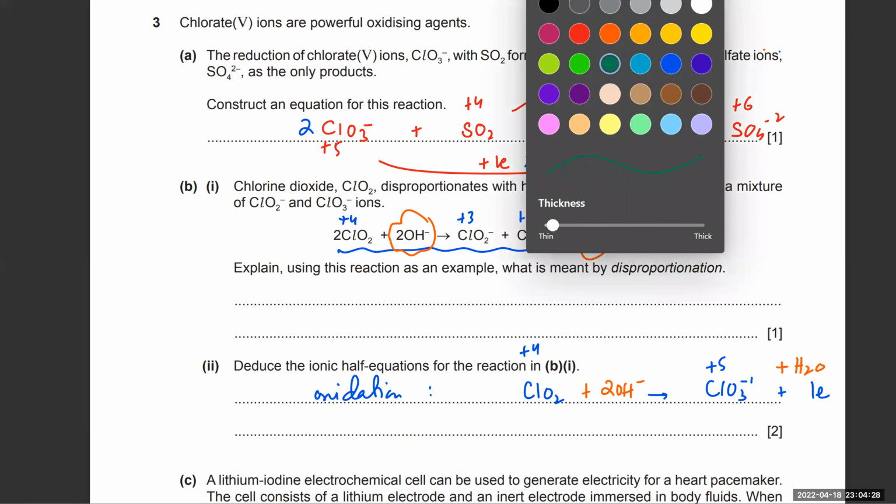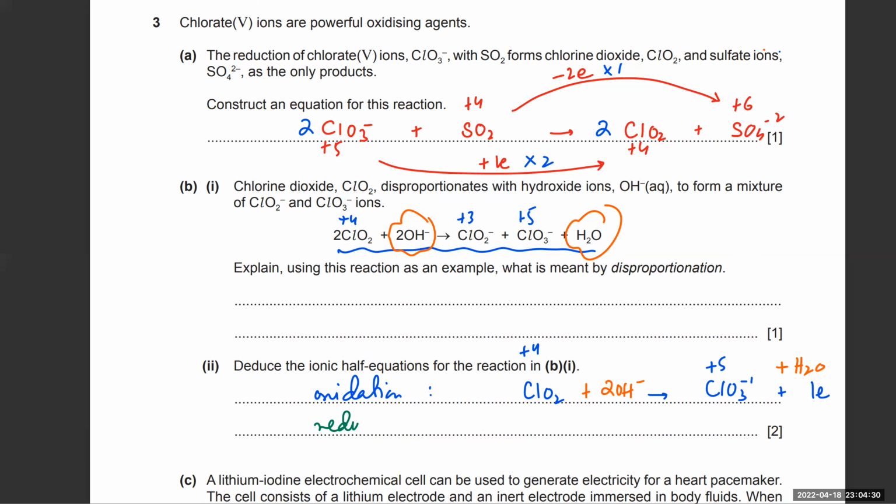The other one is we're going to focus on the reduction equation. So the reduction equation is going to be ClO2 going into ClO2-. That's easy because the atoms are already balanced. ClO2 turning into ClO2-. So that is +4 to +3, a gain of 1 electron. I just remove the oxidation numbers. So those are my two half equations.